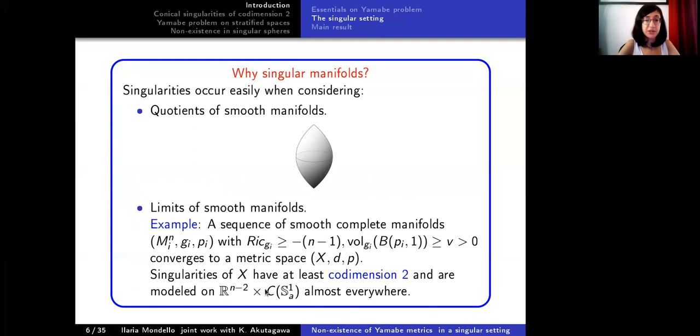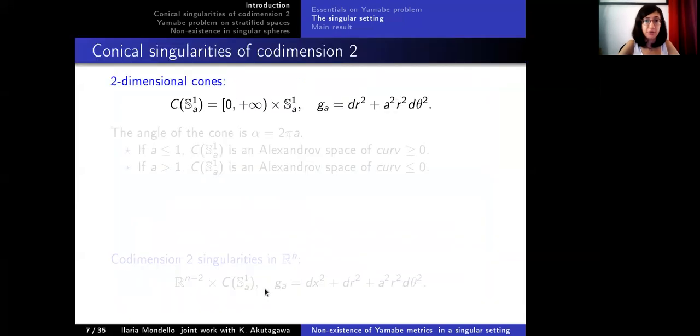So we're going to be interested mostly in this kind of codimension 2 singularities, products of Euclidean space and two-dimensional cones. Let's fix the notation, and I will tell you what I mean by a two-dimensional cone. I mean a product between R plus and a circle of radius a. So the metric here is a metric in polar coordinates. r is the distance from the vertex of the cone, and here you have a parameter a, which depends on the radius of the circle. If you take a equal to 1, you don't create any singularity. It is just R^2 with polar coordinates. When a is different from 1, you actually get a cone with some angle, which is 2 pi a.